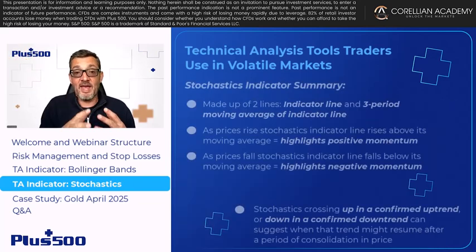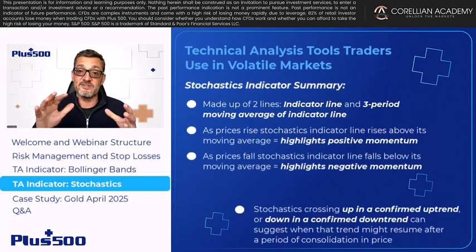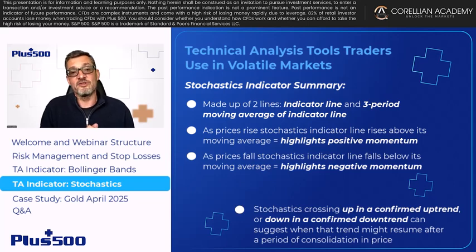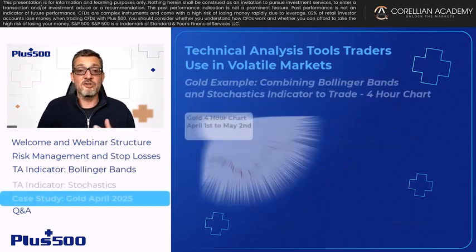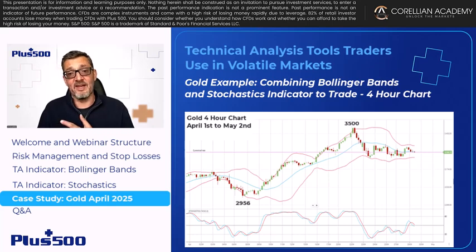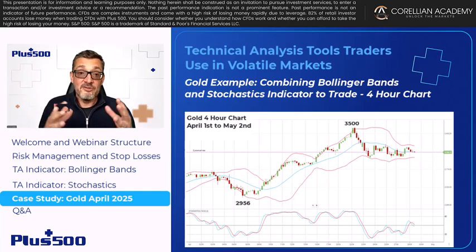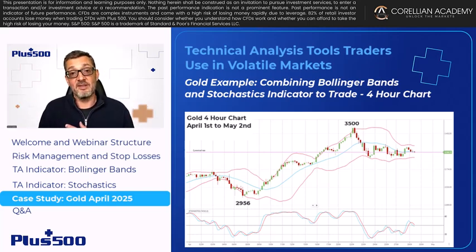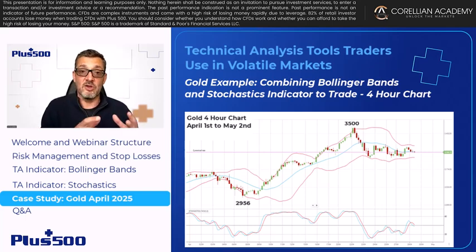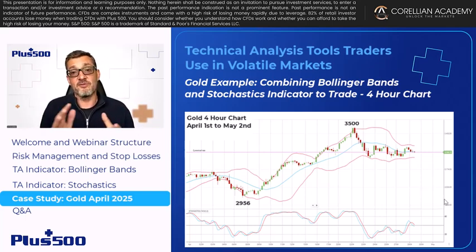Again, before I move on to the next section, I've summarized the key points on the stochastics indicator for you to take note of or take a screenshot of if you wish for future reference. Now, Bollinger Bands and the stochastics indicator can be used individually to provide signals to support your decision making, or they can be combined. To show you how this can be done and to highlight what it could have shown you, I'm going to run through a case study of gold during April using a 4-hour chart.